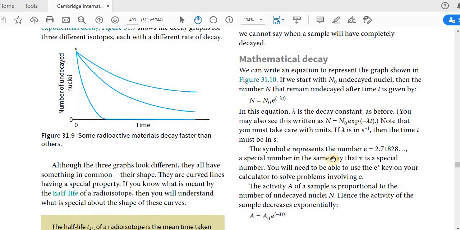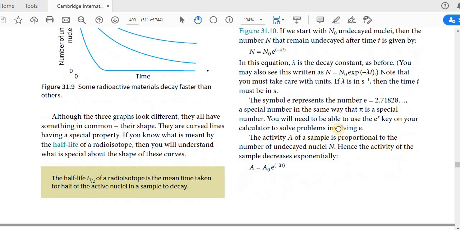The symbol e represents a number. When it is a constant, it has this value. And remember, when we use natural logarithm, the base is e, which is the same e here. It's a special number in the same way that pi is a special number. You will need to be able to use e to the power x on your calculator. So to solve problems involving e, the activity of a sample is proportional to the number of undecayed nuclei N.